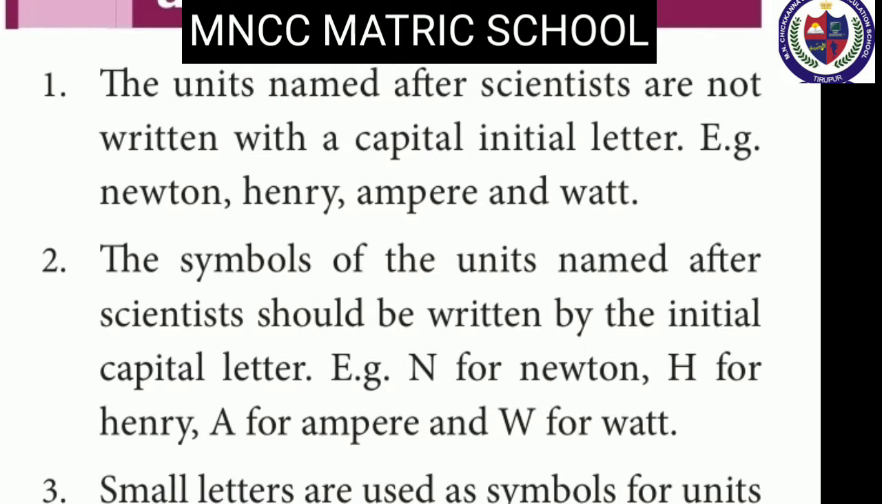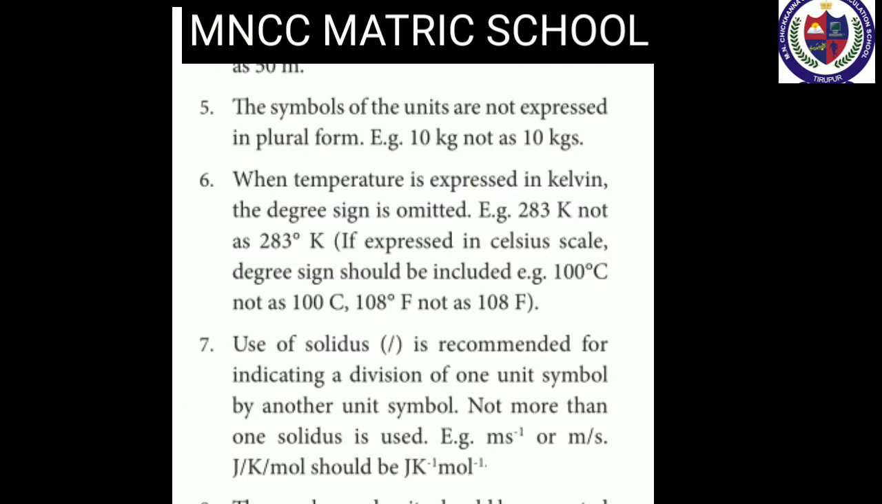Even though we already know these rules, once again we recall them. First, the units named after scientists are not written with a capital initial letter, and second, small letters are used as symbols for units not derived from a proper noun. The number and unit should be separated by a space, and next, the symbols of the units are not expressed in plural form. For example, 10 kg, not 10 kgs. Next, only accepted symbols should be used.